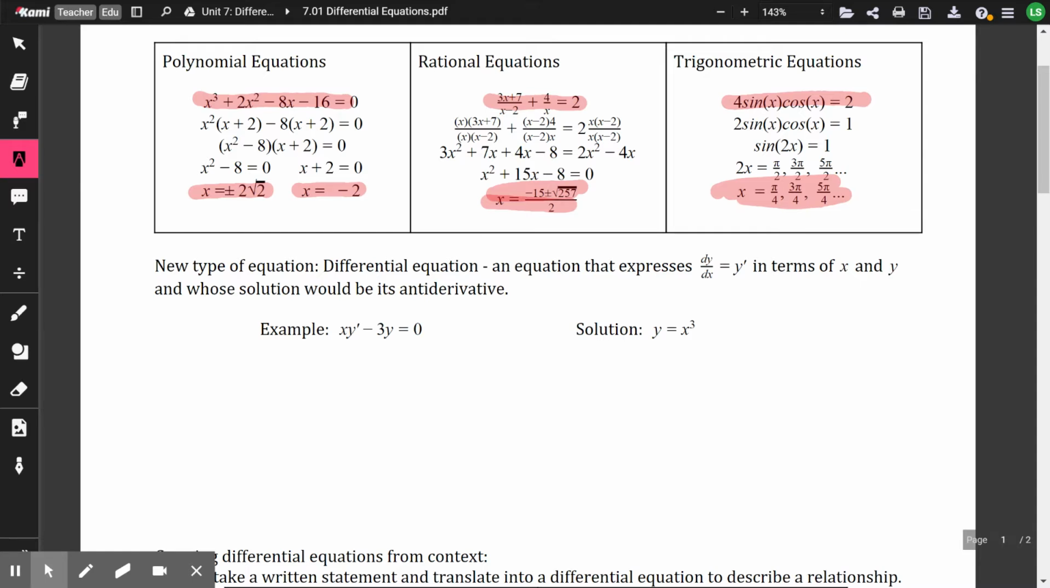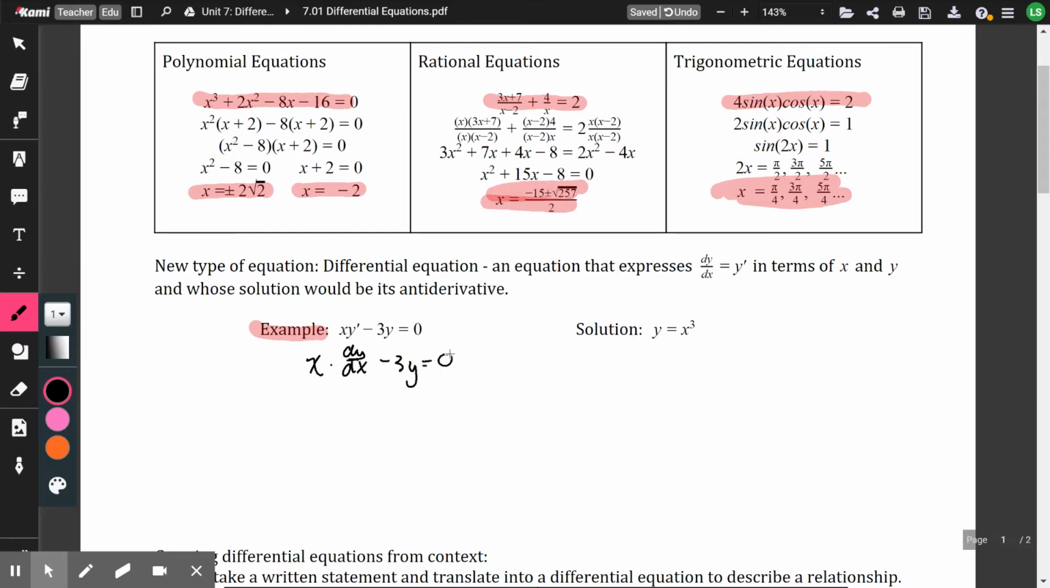So for example, we have a differential equation here that is x times y prime minus 3y equals 0. That can also be written as x times dy over dx minus 3y equals 0. The answer to this, the solution, would be some sort of function that when you plug in the derivative of the function and you also plug in the function itself, we would end up with a true statement. Similar to how in a regular equation, if we take the answer that we found and go back and plug it in, we would come up with a true statement as well.